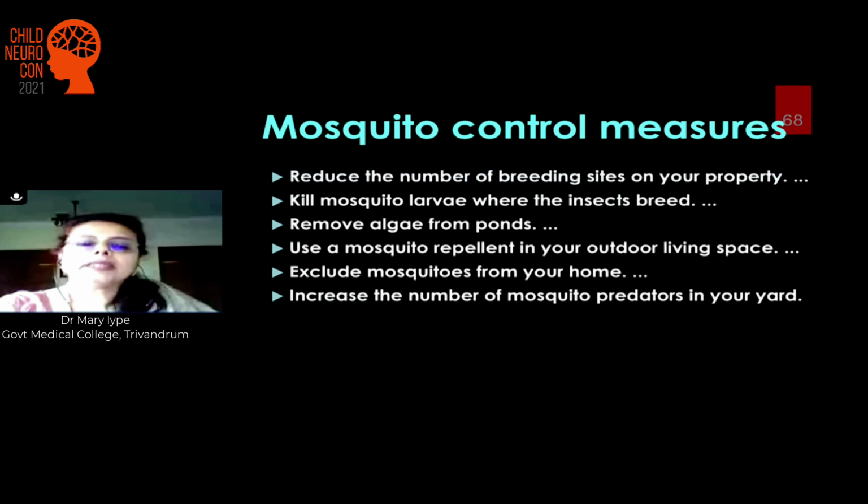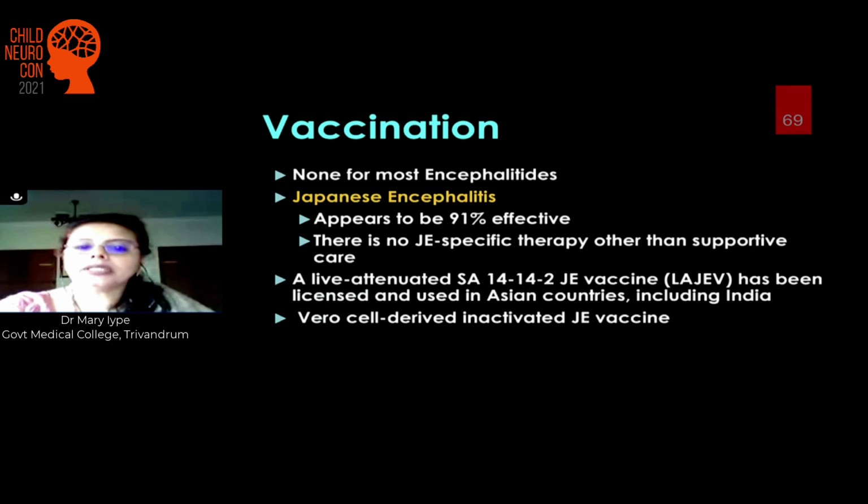Mosquito control measures are important in the arboviral encephalitis that are transmitted by mosquitoes. You reduce the number of breeding sites on your property, kill mosquito larvae where the insects breed, and remove algae from ponds. Use a mosquito repellent in your outdoor living space and exclude mosquitoes from your home using nets on your windows, and increase the number of mosquito predators in your yard using fish, etc.